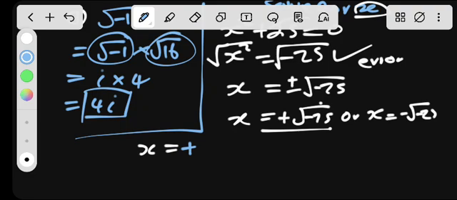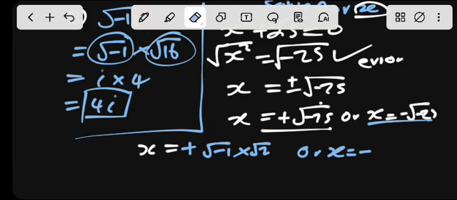So this will be the same as the square root of minus 1 multiplied by the square root of 25. Again, if you go to this side, x will be the same as, we have minus 1, all right, we have minus 1 there.